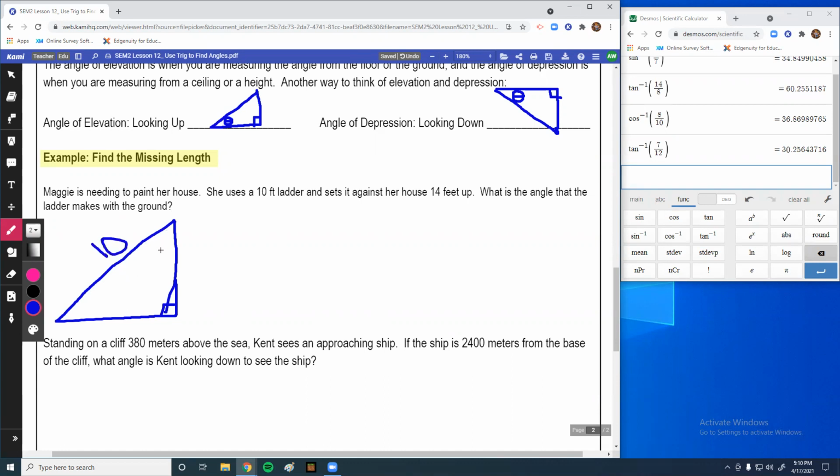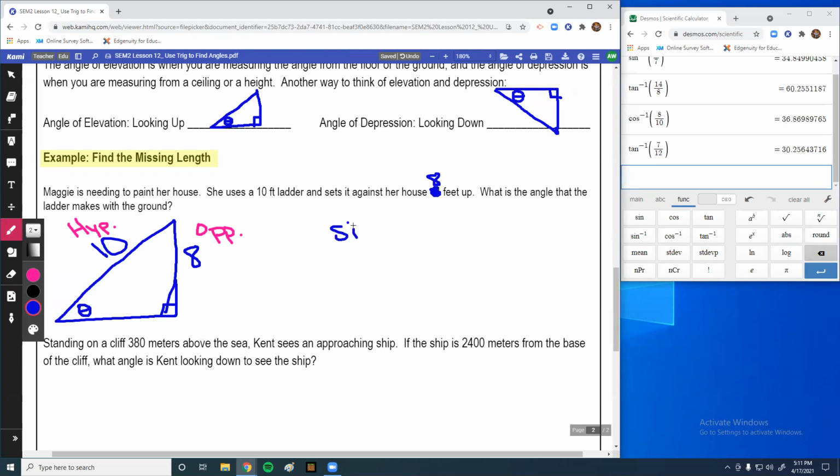10 feet. And actually, the hypotenuse cannot be shorter than a leg, so we're going to adjust this from 14 feet down to 8 feet. So the house is vertical up and down, so we're going to put that as 8. And we want to know what the angle is that makes with the ground. So this is this angle down here. So we have an opposite and a hypotenuse.